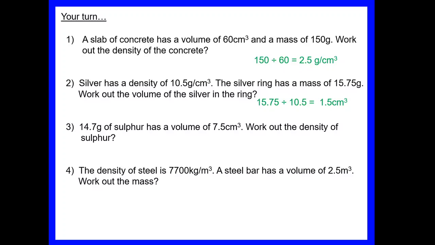So we've just got to make sure we get these the right way around, making sure we read our numbers carefully. For the next one then, we want to find the density. So density is mass divided by volume. So the mass part of that was 14.7 divided by a volume of 7.5 is 1.96 grams per centimetre cubed. And the last one then, we were asked to work out the mass. So mass is density times volume. So we can do 7,700 times 2.5, which is 19,250 kilograms. Pause the video if you need to, make sure you're happy with all of those answers before you move on.